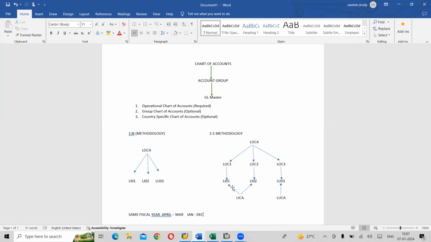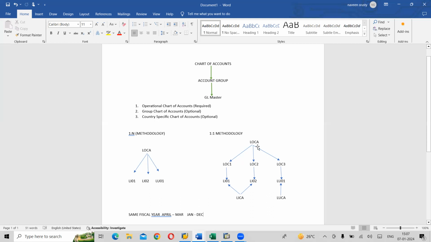Clear, everyone? So here we are using different operational charts of accounts. To consolidate that, we need to have a group chart of accounts. Correct? Each company code has a different operational chart of accounts, as you can see here, so we can get individual reports only, not consolidated.